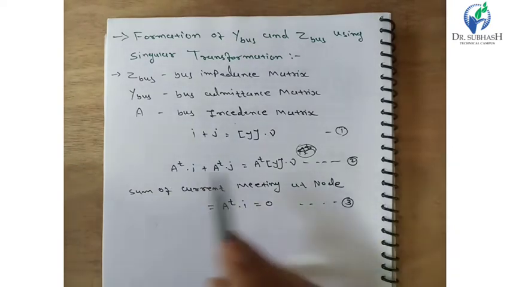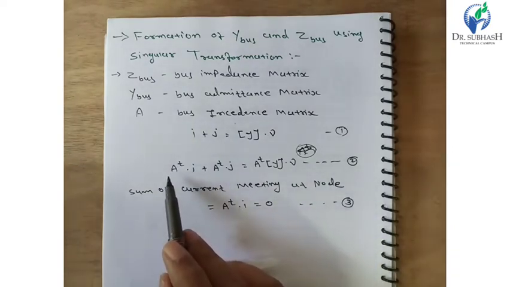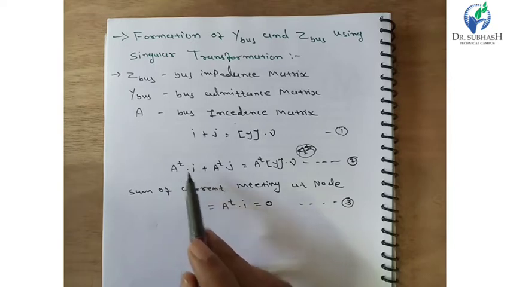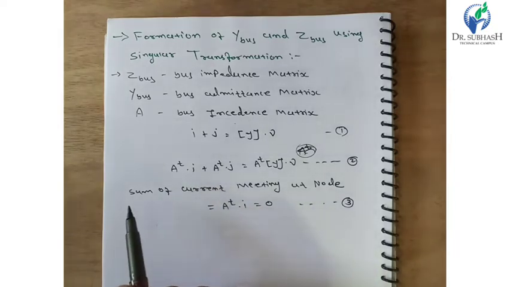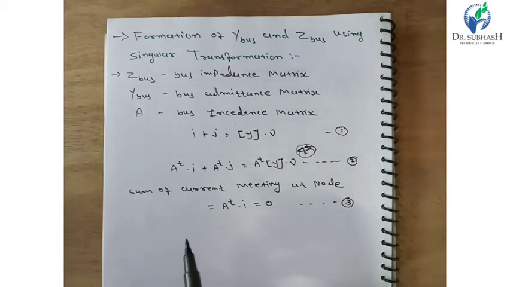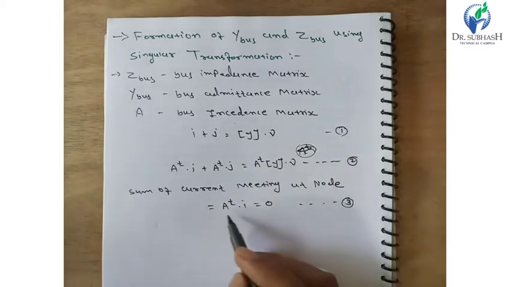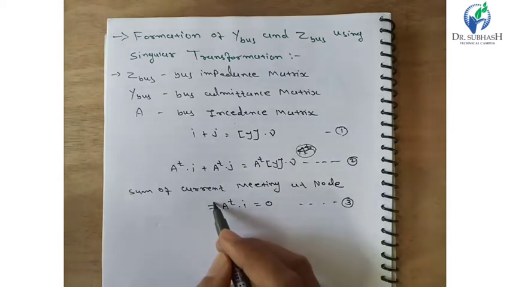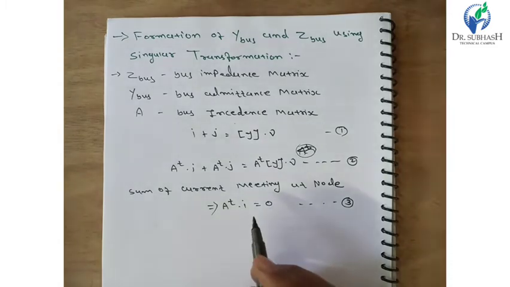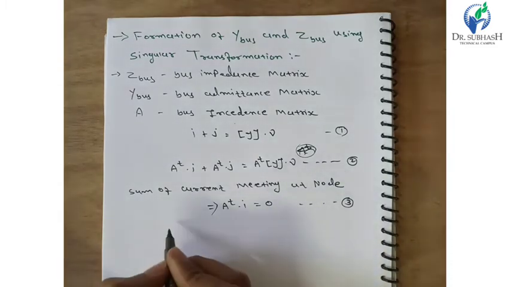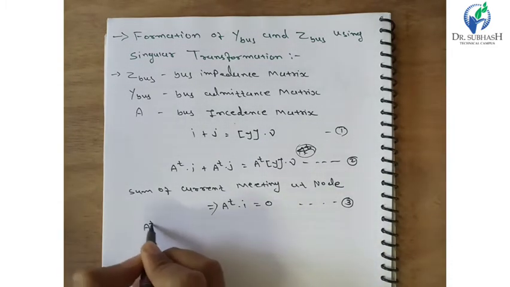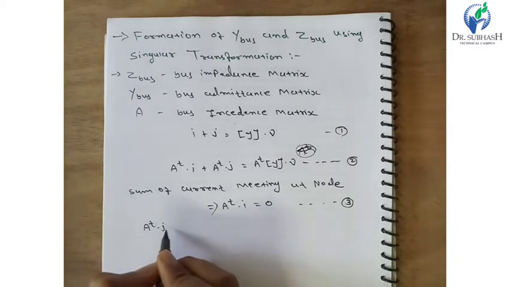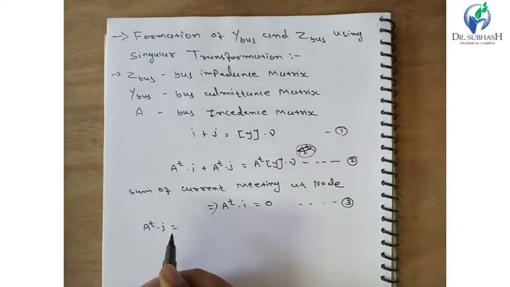In the second stage there is the A^T into I form. For the current law by using the Kirchhoff equation, the algebraic sum of currents meeting at any node is equal to 0, so this value is 0. Similarly, A^T into J is equal to the sum of the current sources incident at a node.